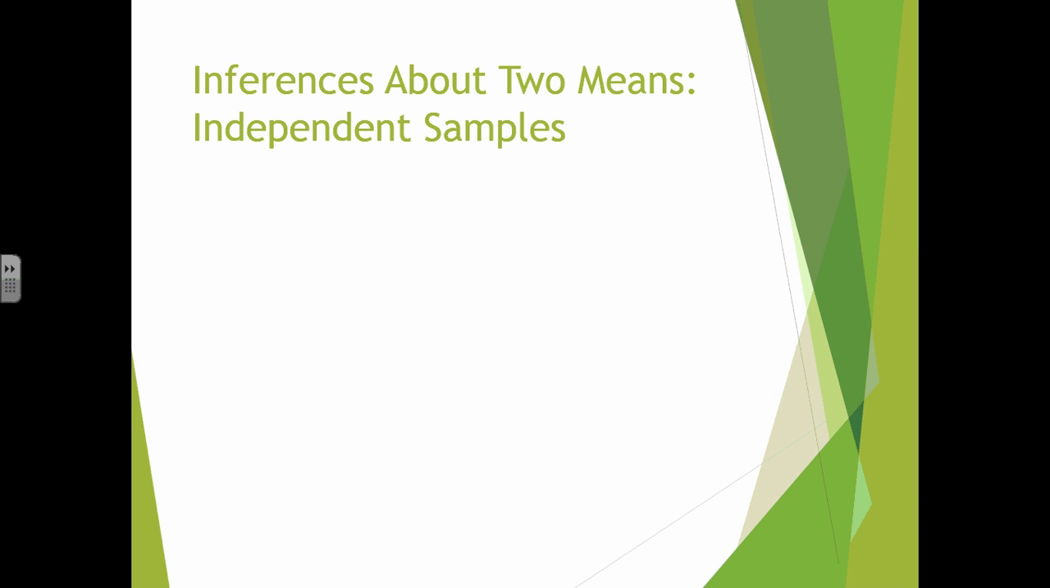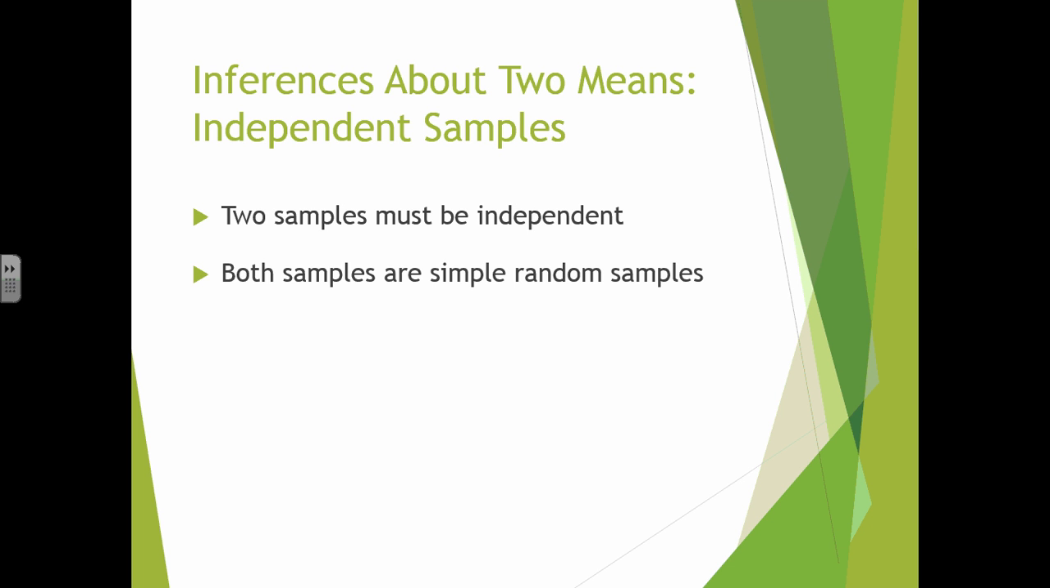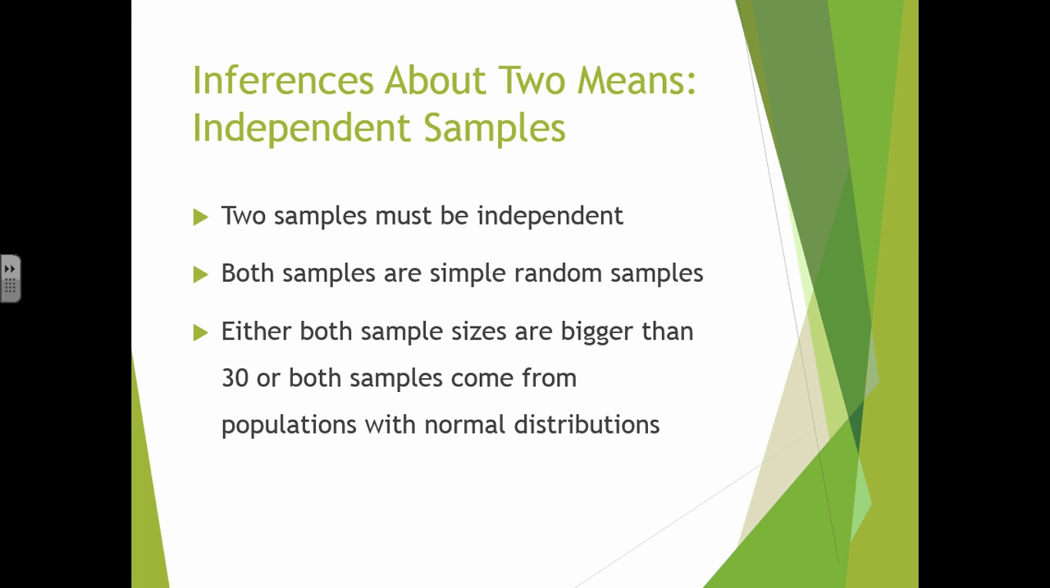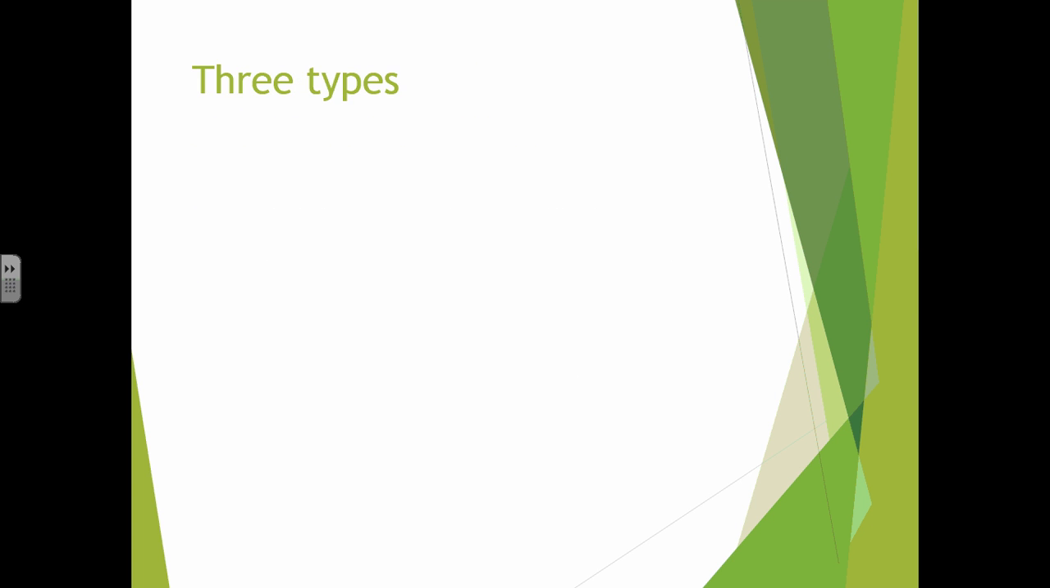So next we're going to look at comparing two means when we have two independent samples. The requirements are the two samples must be independent of each other. Both samples have to be simple random samples. And either both samples are bigger than 30 or both samples come from a population with normal distribution. Now we have three types. The first one, if sigma, the population standard deviations are known, then that's one type. We use a normal distribution.